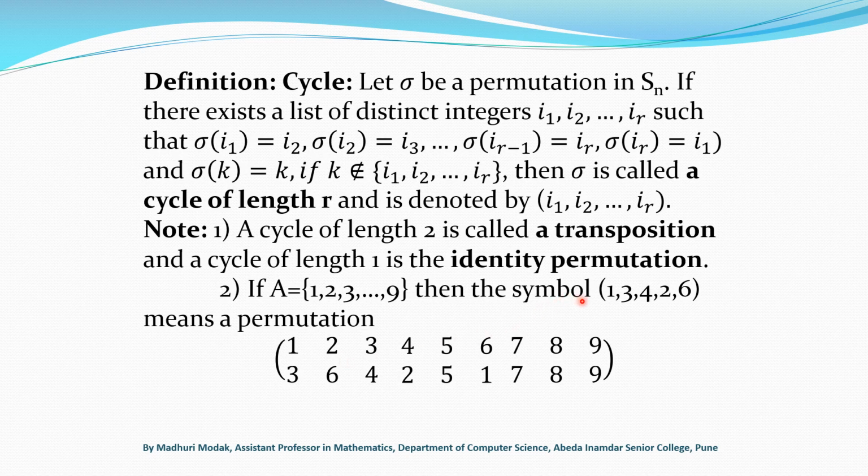Then after 2, there is 6, means 2 maps to 6. Now after 6, the bracket closes. It means 6 will map to starting element 1. So 6 goes to 1. Now some elements from 1 to 9 are absent here, which are 5, 7, 8, 9. So they map identically. It means 5 maps to 5, 7 maps to 7, 8 maps to 8 and 9 maps to 9. So in this way, the permutation written in cyclic form, we can write it in the array form.